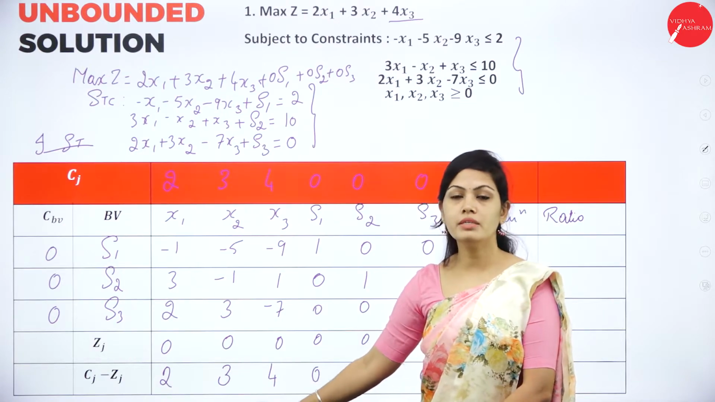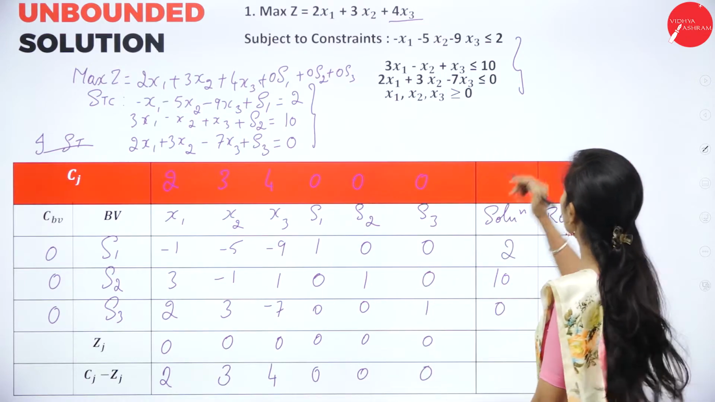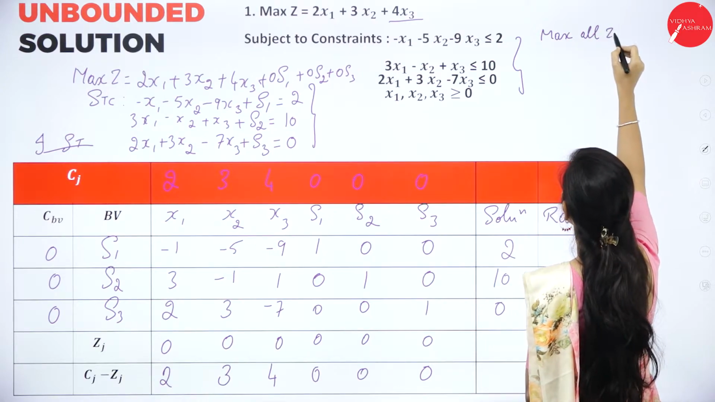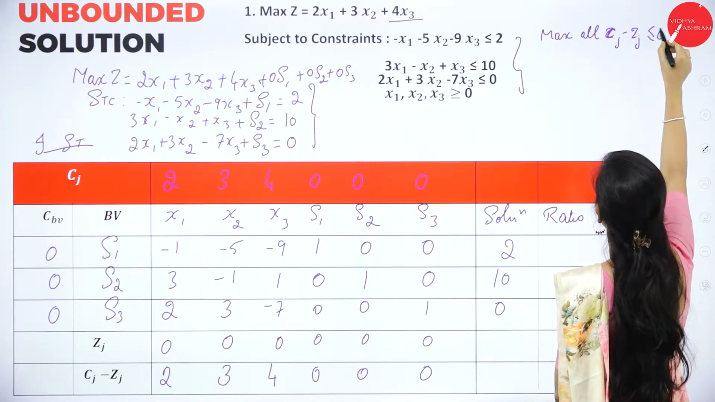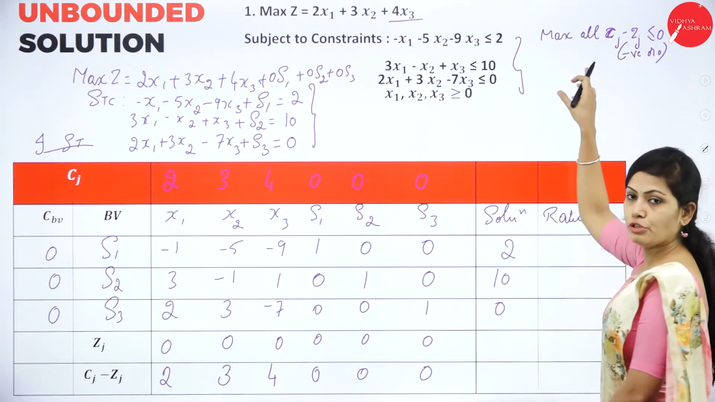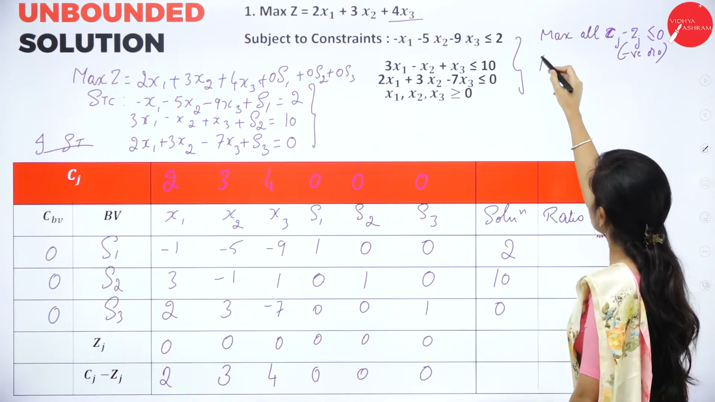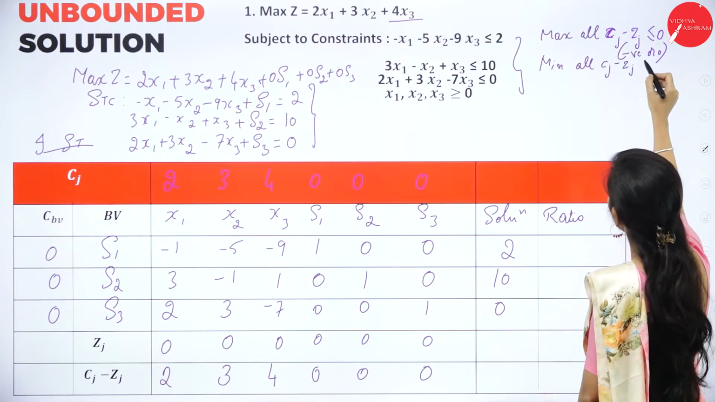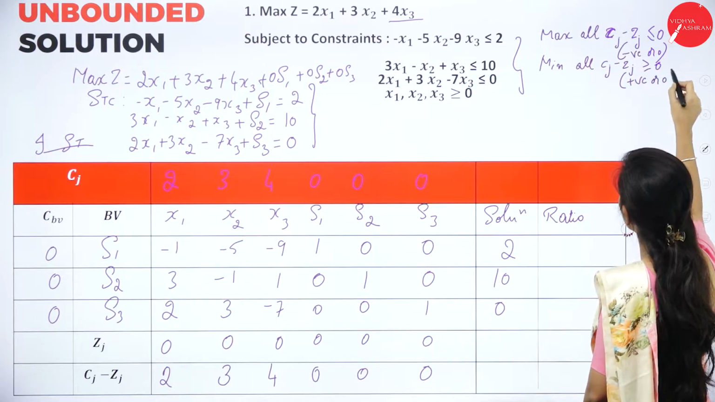Now you can check whether these values satisfy the optimality condition or not. Already I have told you that for a maximization problem, all Cj minus Zj values should be less than or equal to 0. That means negative or 0. All the values should be less than or equal to 0 when it is a maximization problem. If it is minimization, all Cj minus Zj should be greater than or equal to 0. That means positive or 0.